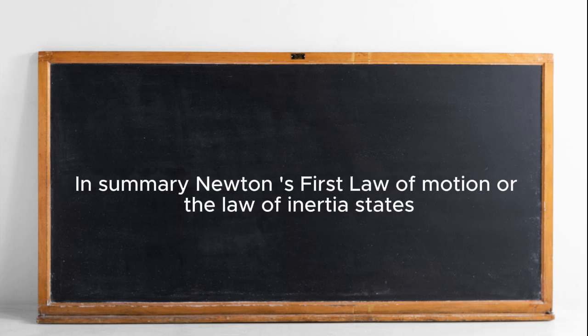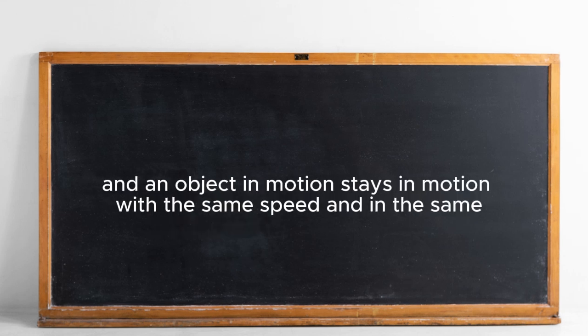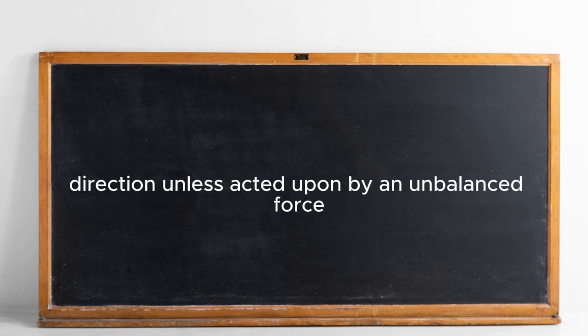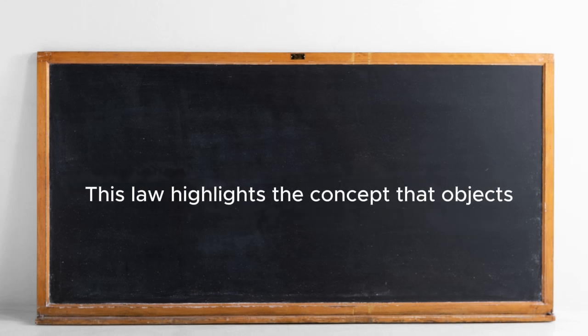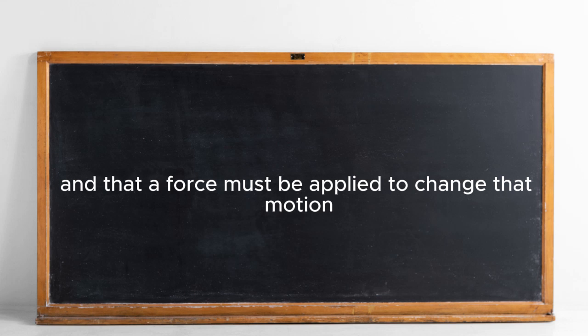In summary, Newton's first law of motion, or the law of inertia, states that an object at rest stays at rest, and an object in motion stays in motion with the same speed and in the same direction unless acted upon by an unbalanced force. This law highlights the concept that objects tend to resist changes in their state of motion, and that a force must be applied to change that motion.